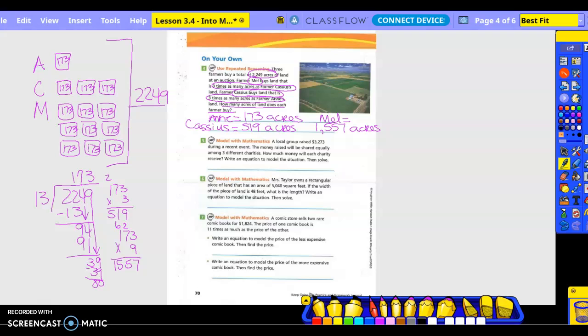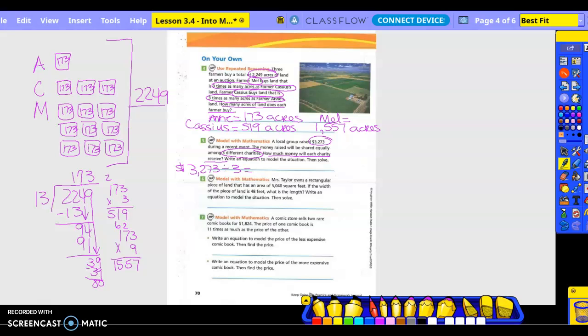Number 5, model with mathematics. A local group raised $3,273 during the school year. The money raised will be shared equally among 3 different charities. How much money will each charity receive? Okay, so they raised $3,273, to be shared equally amongst 3 different charities, and they want to know how much money each one will receive. So we're going to take 3,273 divided by 3 equals.